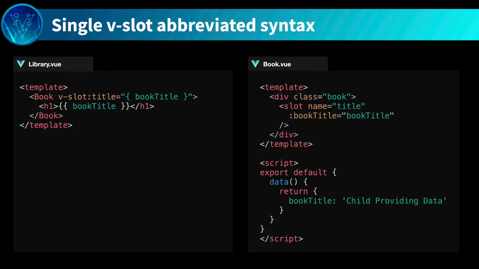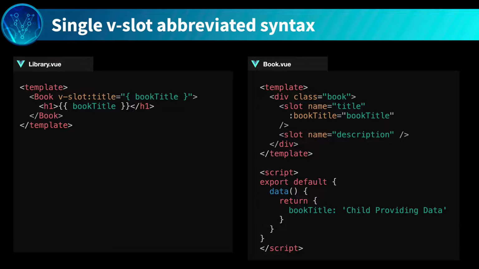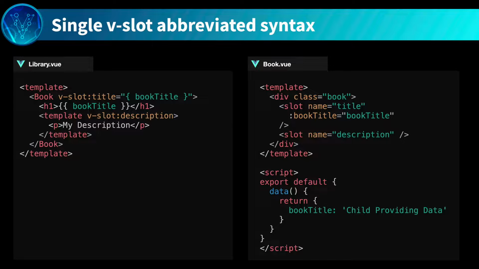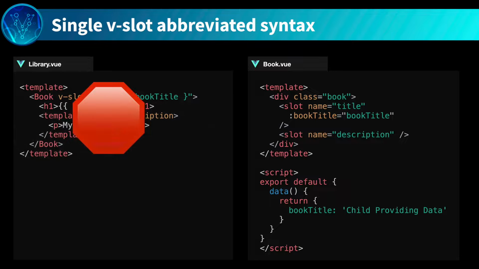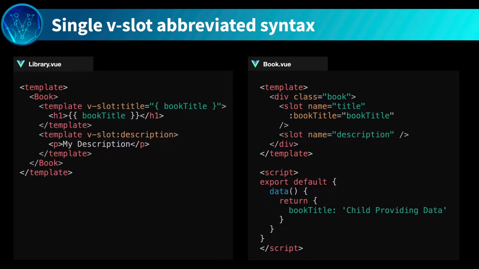However, let's say that our book.vue component had an additional slot that is named description. Looking at the abbreviated syntax on the left, we might be tempted to then add a template block inside of our book component that has v-slot:description, as we've done earlier. But this will not work. The moment you need more than one slot, you must go back to using template blocks, just like we did before.